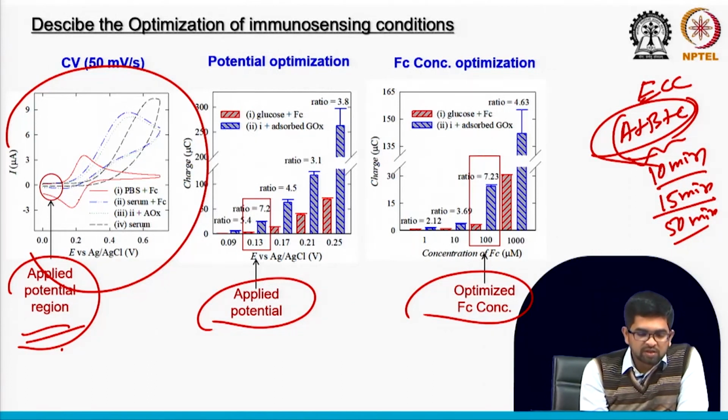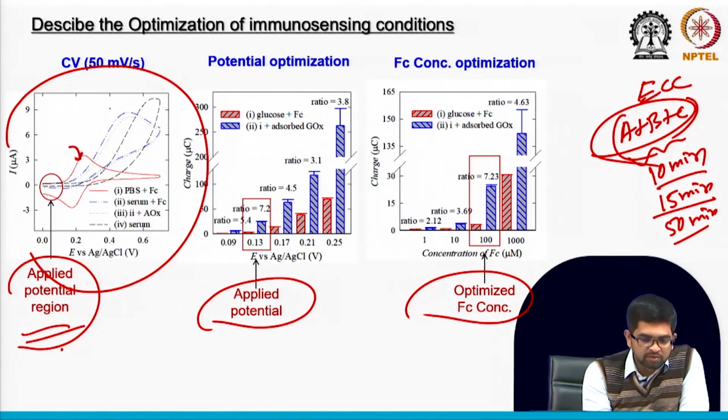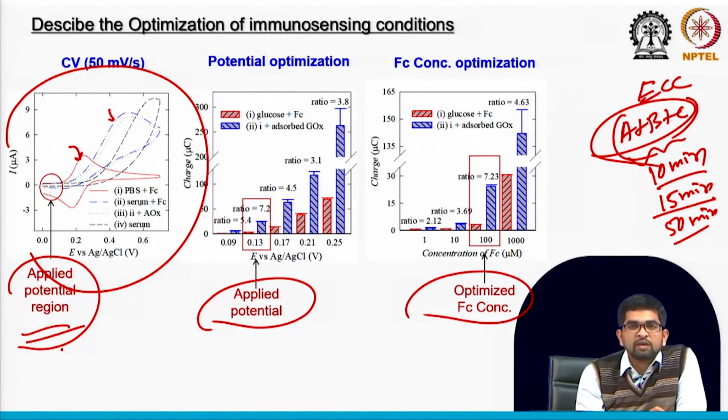So, first, see here, curve number 1 is PBS plus FC, meaning ferrocene. So it is only ferrocene. Now number 2 is the ferrocene in the serum sample. It means if you want to use a real sample like serum, and your ferrocene, your electron mediator, is inside this serum, it may behave differently, right? Because there are some other species that can interfere.